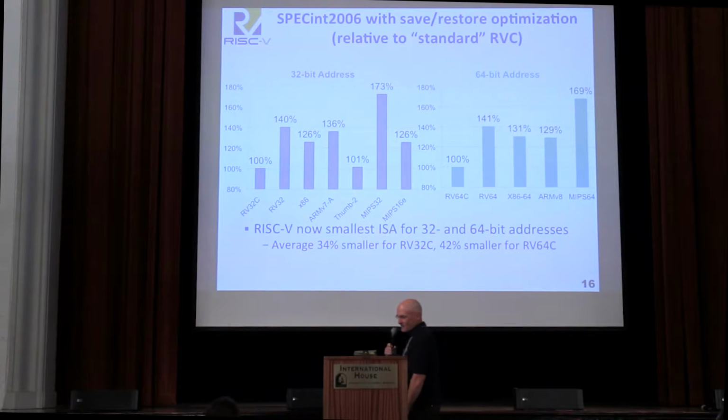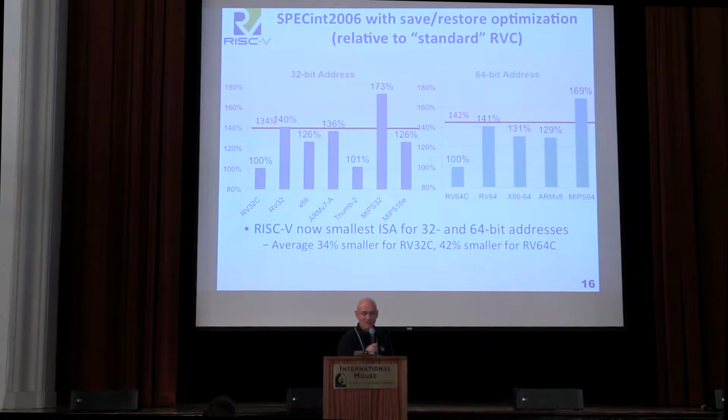And all the other numbers get a lot bigger. So now, oh yeah, the average is 34% smaller, 30 or 40% smaller than the other ones. Okay, so we are ready. Yeah, questions?